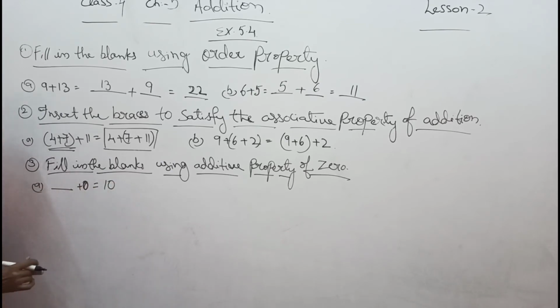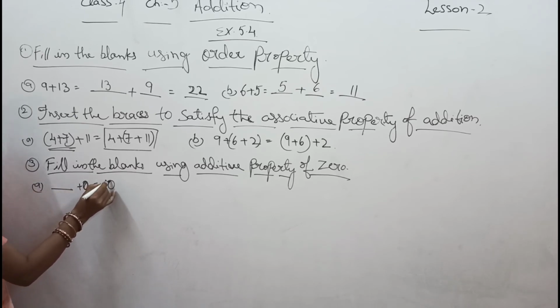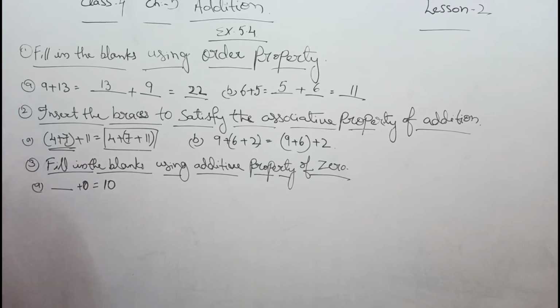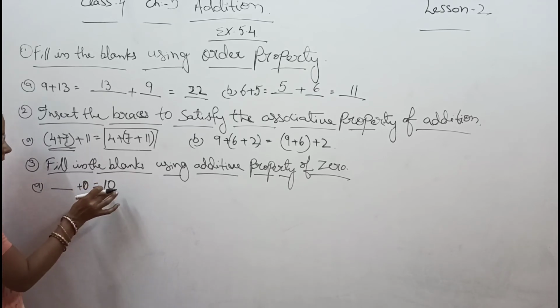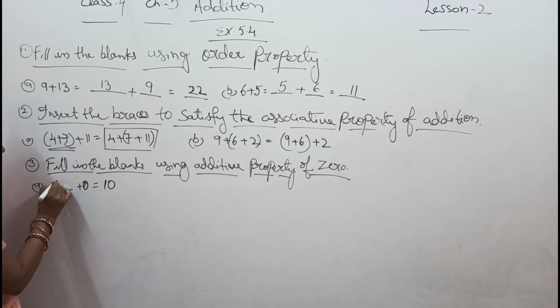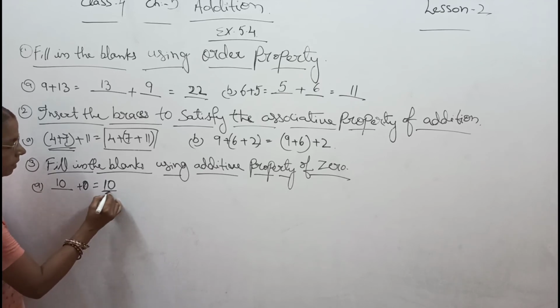It means in this question, whatever number is here, when it is added to 0, we get 10. So to get this number, we simply write 10, because 10 is added to 0. 0 has no value, so 10 plus 0 is simply 10. The answer must be 10.